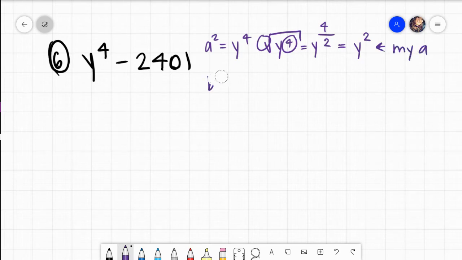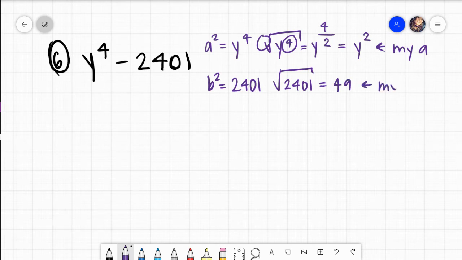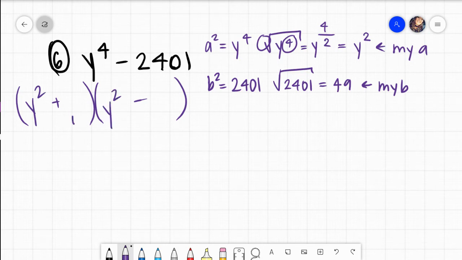Now, if we look at our b squared, just the actual value is 2,401. I know I need to take the square root of b squared. And what I get here, use your calculator, you'll get 49. This is my b. Let's go ahead and open up a set of parentheses. Does not matter. My a is y squared. My b is 49.